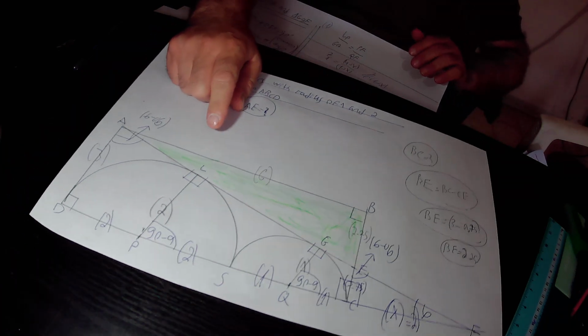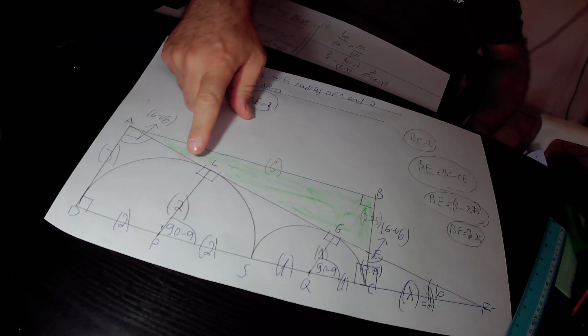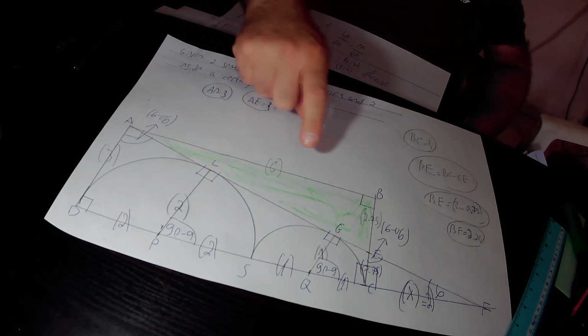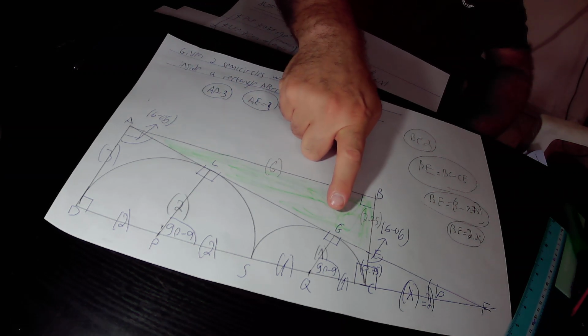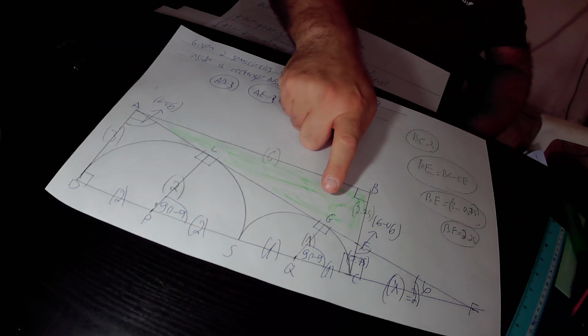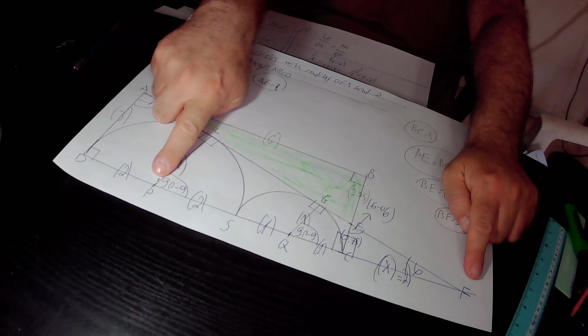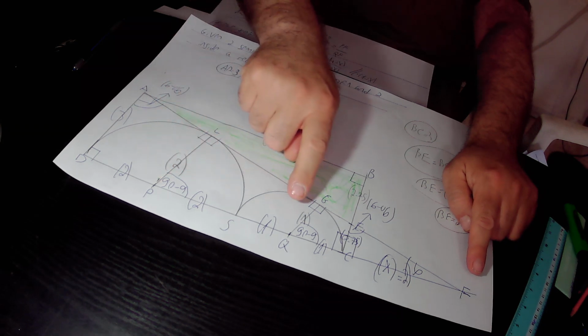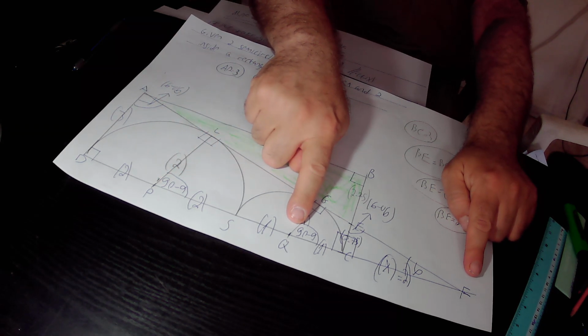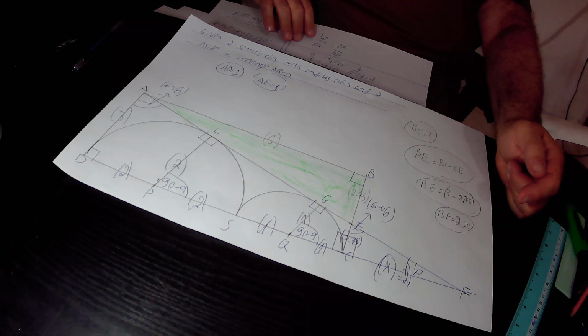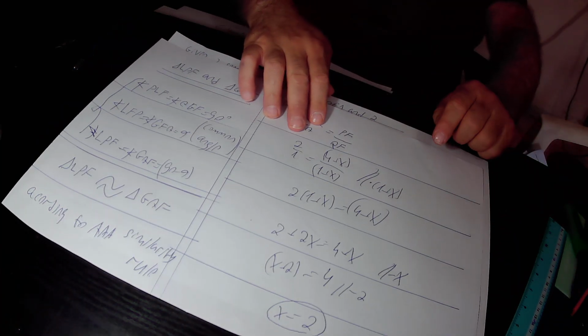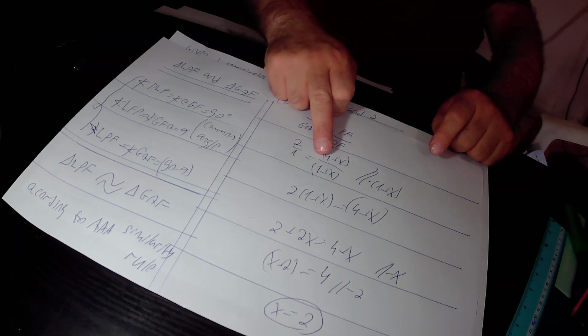LP is the radius of this big semicircle, that is 2, over GQ. GQ is the radius of this small semicircle, that is 1. And it equals PF. PF in total equals 2 plus 1 plus 1, that is 4, plus x. Again, PF in total equals 4 plus x over QF. QF in total equals 1 plus x. So in conclusion, we found out that 2 over 1 equals 4 plus x over 1 plus x.